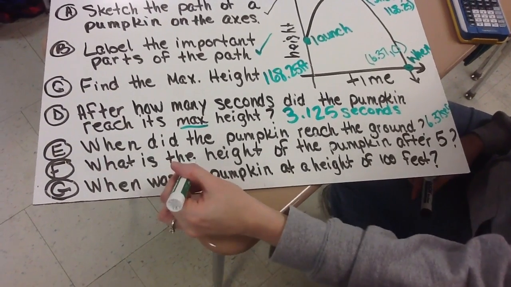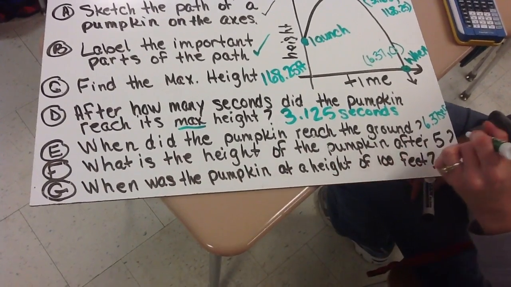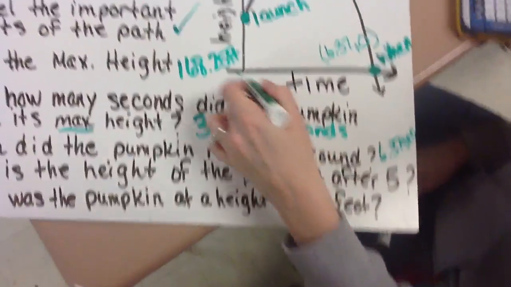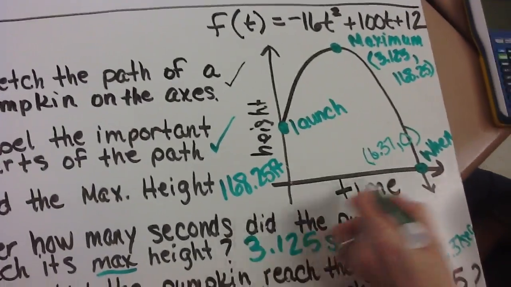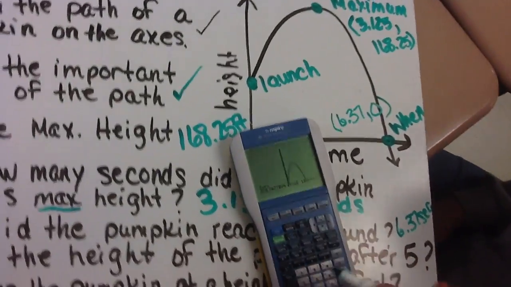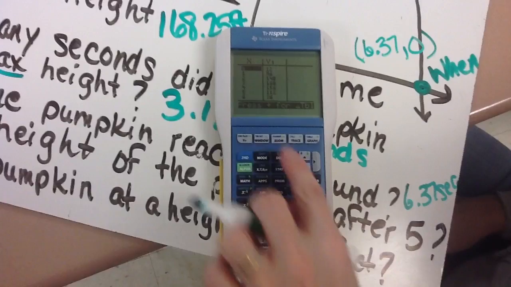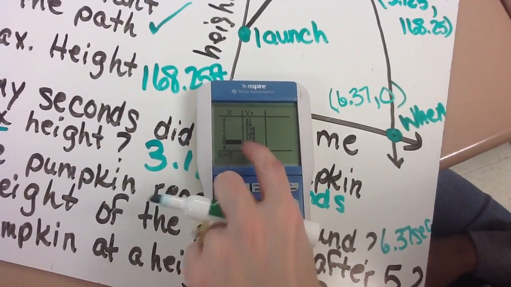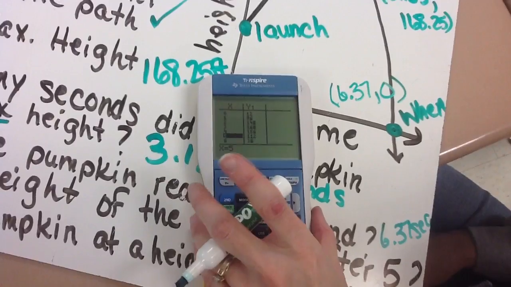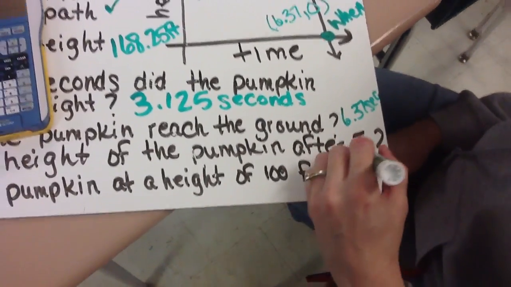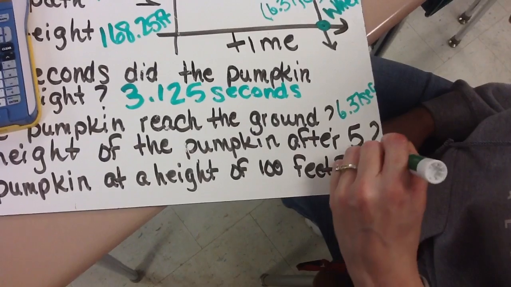Now the next question says, what is the height of the pumpkin after 5 seconds? So you think about it, 5 seconds, that's our time. They're giving us an x value. We can look very easily in our table. Our x value of 5 is going to give me my answer of 112 feet. So the height of the pumpkin after 5 seconds is 112 feet.